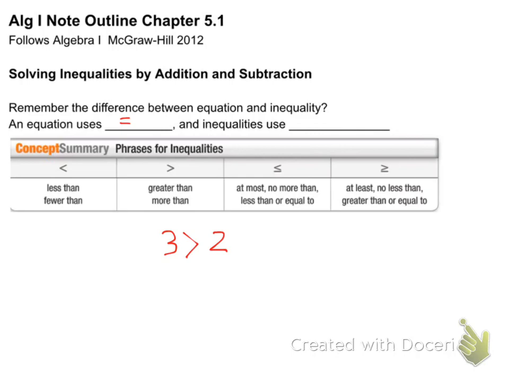Now, guys, we could switch these around. Now the alligator mouth wants to go the other way. So 2 is less than 3. Those are both true, and those both mean the same thing. You guys agree with that? Yep. If you have more cookies than the person next to you, I don't care which way you stand, you still have more cookies. Okay? But become familiar with the words, not just the symbol. It's important, okay? You guys ready to learn what we can do with those?